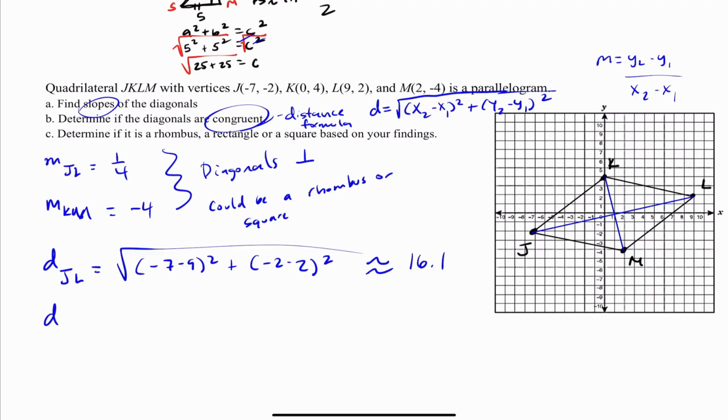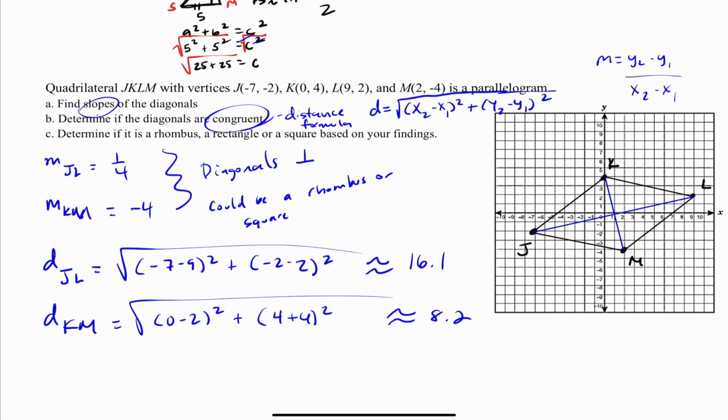If I want to find the distance of KM, then I have the square root of (0 minus 2) quantity squared plus (4 plus 4) quantity squared, which is approximately 8.2. We know that the diagonals are perpendicular, but the diagonals are not congruent. So I'm going to say not congruent.